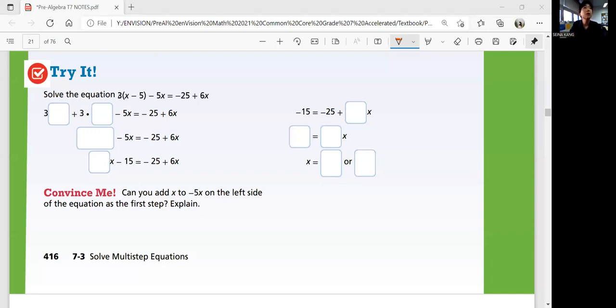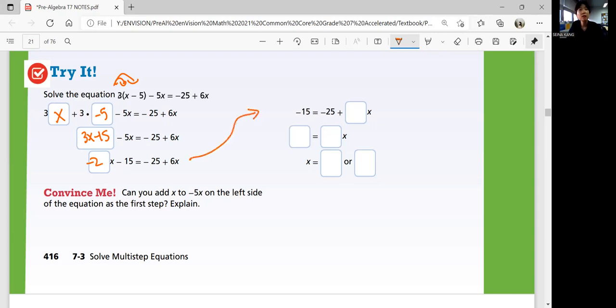Okay, so first step, you can use the distributive property on the left side and get 3x plus 3 times -5, minus 5x, is equal to -25 plus 6x. Then you combine like terms. You simplify the 3 times -5 and get 3x minus 15 over here. Finally, you combine like terms: -5x and 3x is -2x, minus 15 is equal to -25 plus 6x.